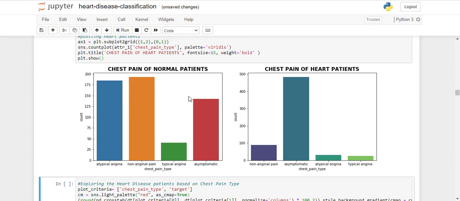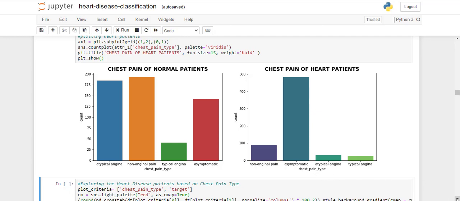But here you see asymptomatic pain is higher in case of heart patients, and I have already told you that asymptomatic pain is very dangerous, and it is mostly, as you can see, a silent killer. Okay, so this is very dangerous, and in this data set, most of the heart patients are suffering from asymptomatic angina pain, and in comparison, atypical and typical angina are very less. So this is the distribution.